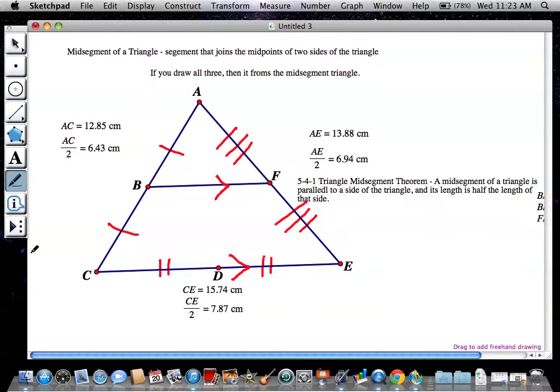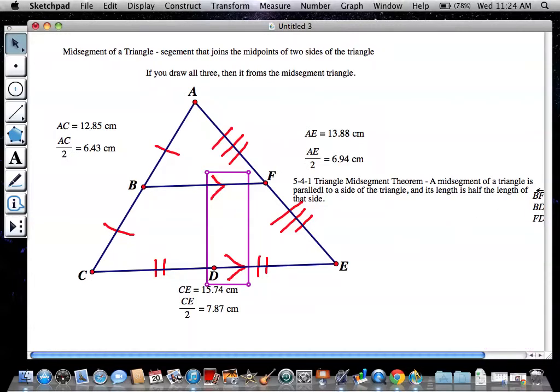So half of CE, so CE here is 15.74. Half of that is 7.87. And so I took the measurement of BF. And BF is 7.87. Okay, I could do this with all of them.